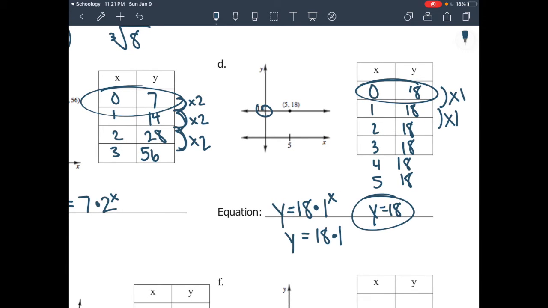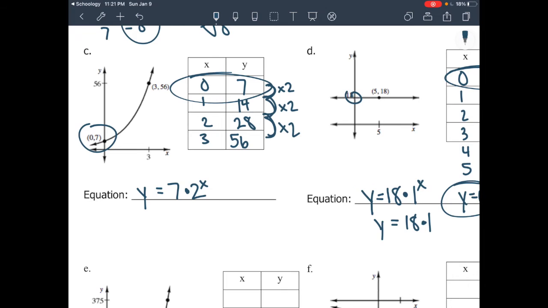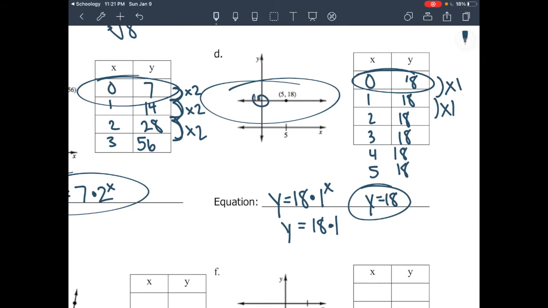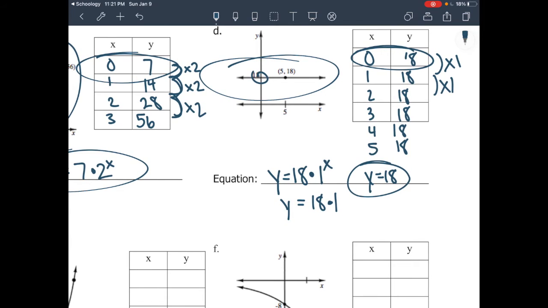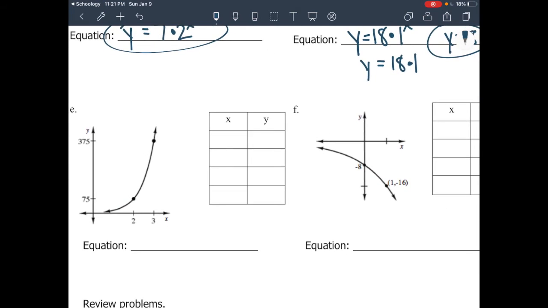So the reason why this is y equals 18 and it doesn't look like the others is because it's a line. And these are those exponential curves. That's why they are coming out differently. It still gets you the equation you need. It just looks different because it is a different thing. It's a line.